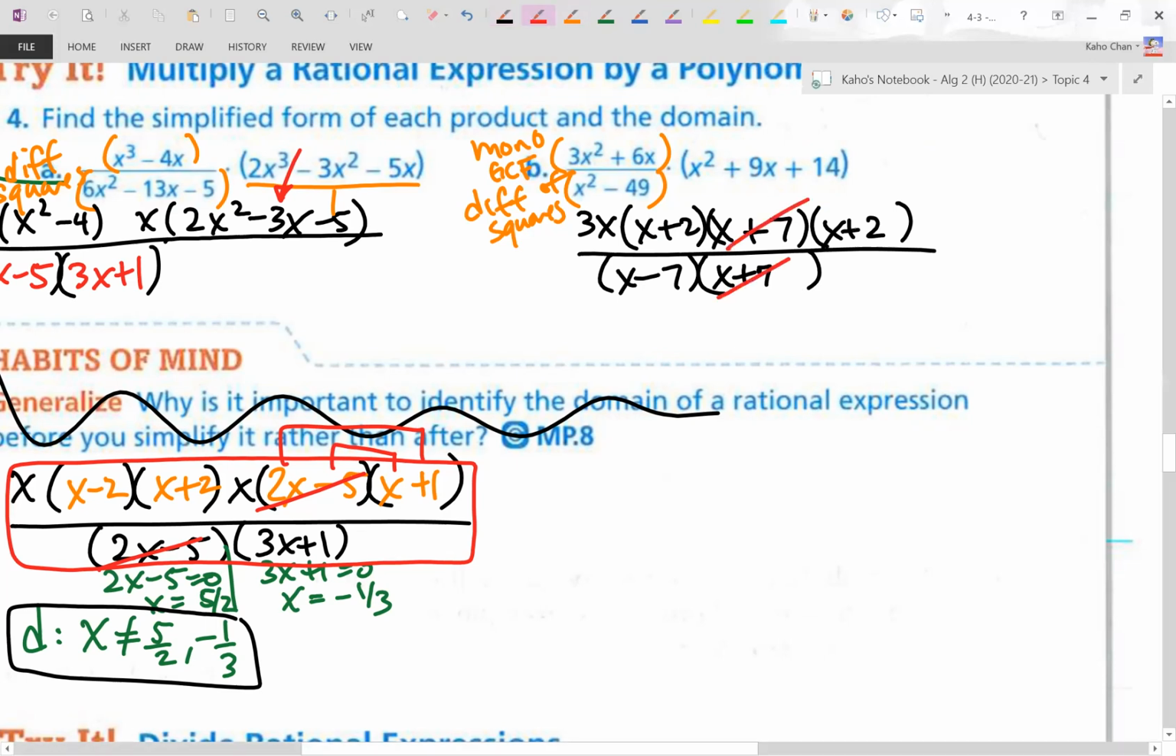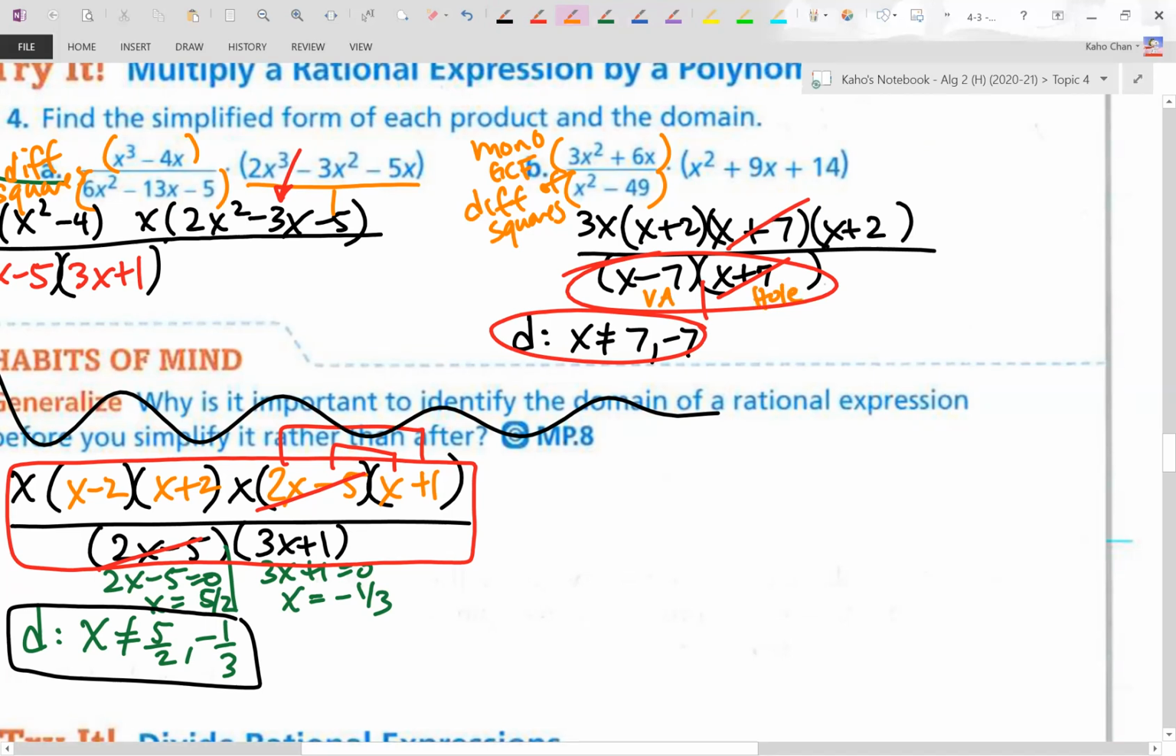That's a hole. That's also not part of the domain. The domain is, take a look, x cannot equal 7 or negative 7. That's from here and here, right? That's in the denominator, right? Those are vertical asymptotes and a hole. This is a vertical asymptote, and that was a hole because it canceled.